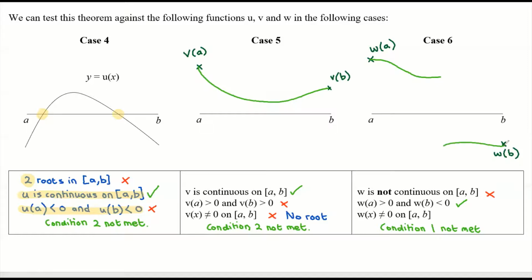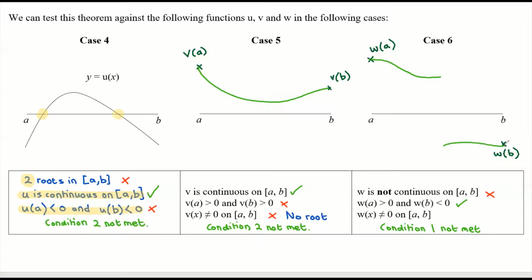Okay, now that is a discontinuous function because I had to take my pen off the page when drawing it. So all of this, cases 4, 5, and 6, prove that the theorem does indeed work, and they are sort of counter examples, whereby one of the two conditions is not met, and therefore you get a bogus number of roots, if not no roots at all.